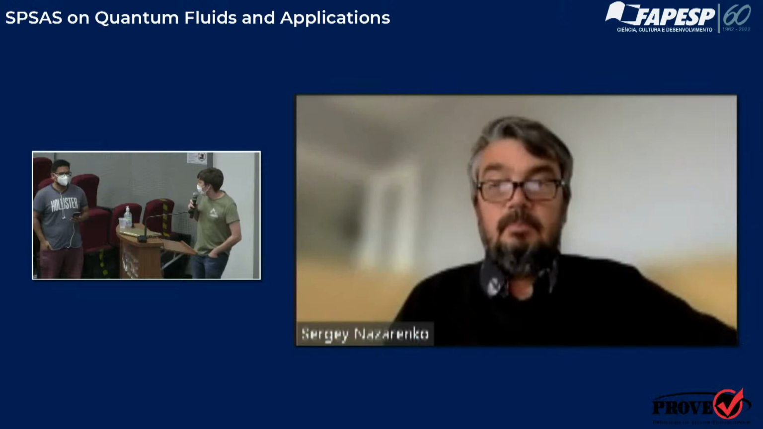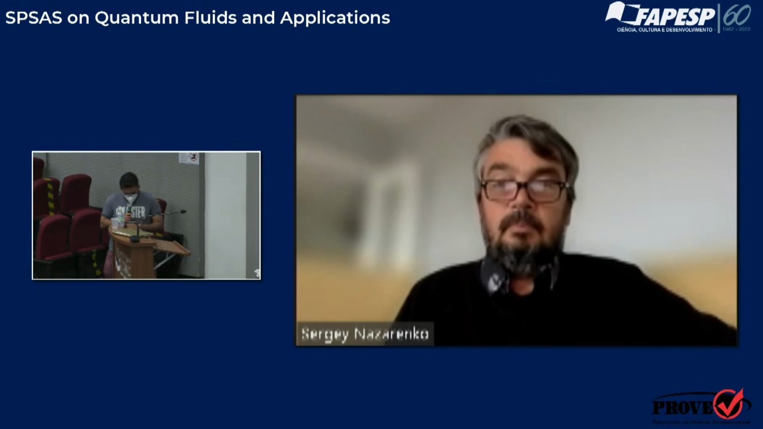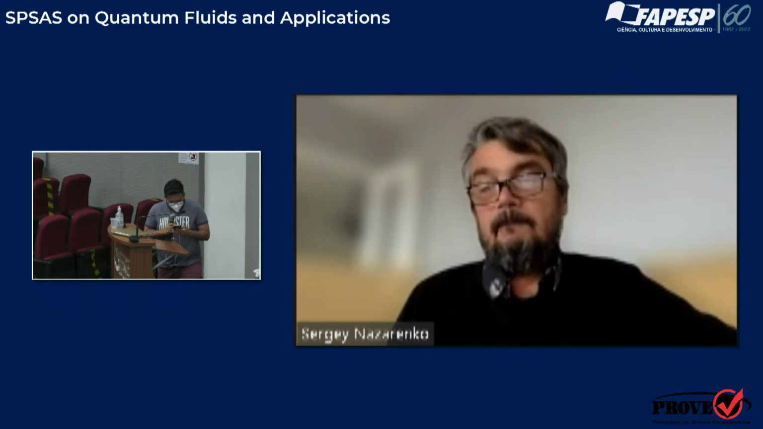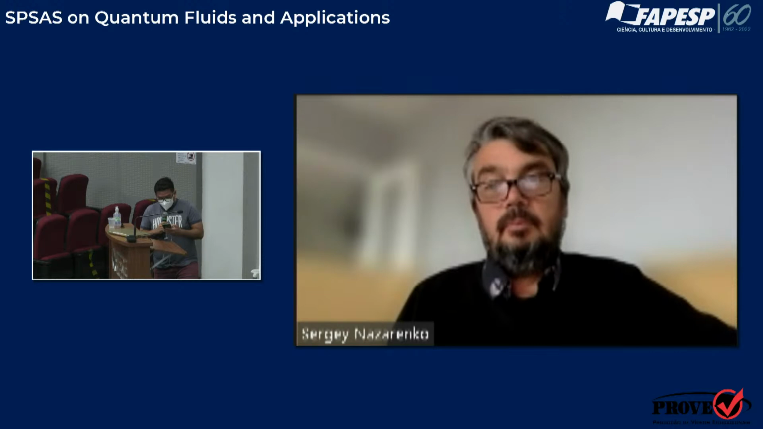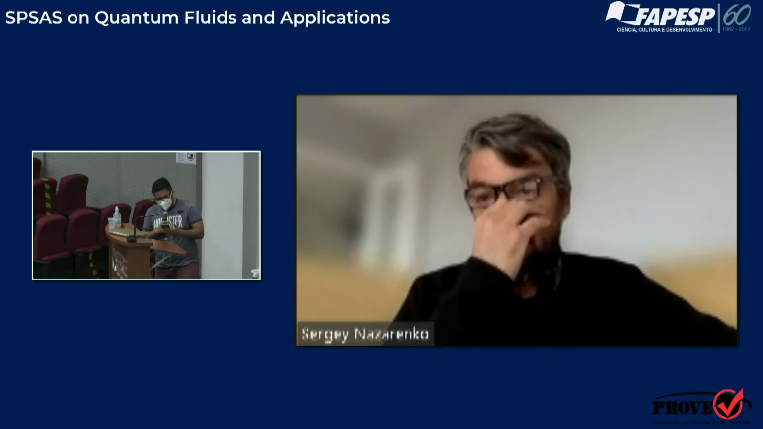Okay, thank you. We have two more questions from the YouTube chat. Let me read it for you. This question is from Diego Hernandez. Is there something like polar turbulence in 2D, in the sense that there are more vortices of one sign than the other? And how do the scaling laws change?